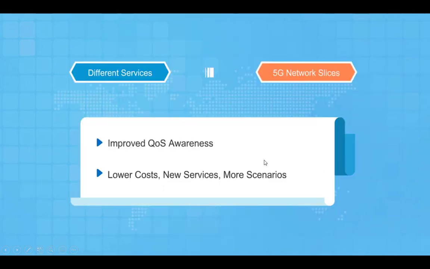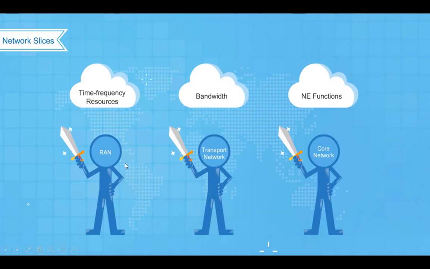You know what is the difference between the services of 5G slicing and previous technology slicing? 5G improves the quality of service awareness, it reduces the cost, gives the new service and more scenarios. The time frequency resources are done in RAN, radio access network, and the bandwidth is done on transport network, and any function is done on core network. These all things we discussed in earlier lectures.